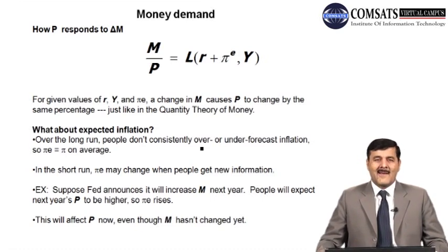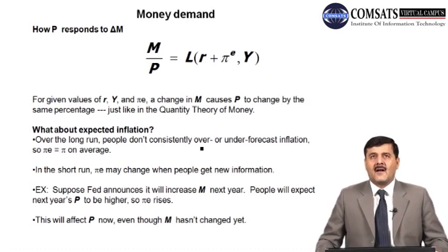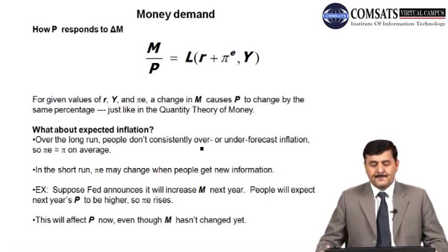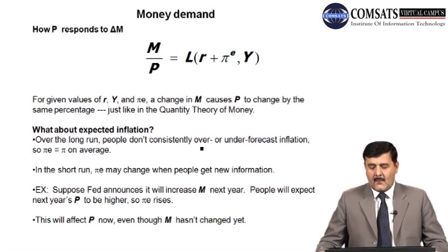So in the short run we can say that pi e may change when people get new information. When they have new information, in the short run pi e, or expected inflation, could be different from the actual inflation in the country. एक example के जरिए इसको explain कर सकते हैं कि suppose फेडरल या सेंट्रल बैंक या स्टेट बैंक announces it will increase M next year. अगर गवर्नमेंट ऑफ पाकिस्तान विद द हेल्प ऑफ स्टेट बैंक या सेंट्रल बैंक ये announce करती है कि next year वो मनी सप्लाई को बढ़ाएंगे, people will expect that next year P will also rise, or become higher. So pi e will also rise.